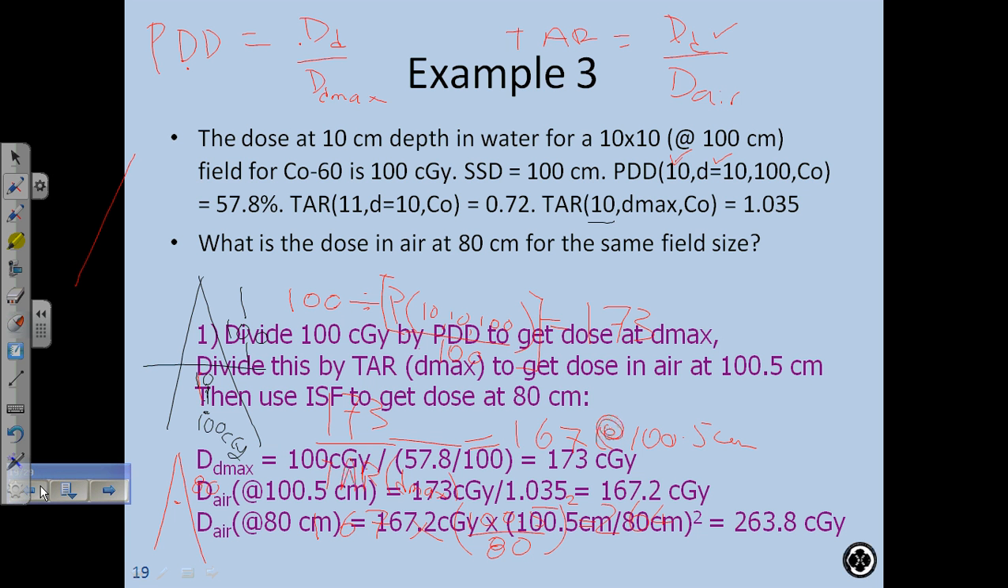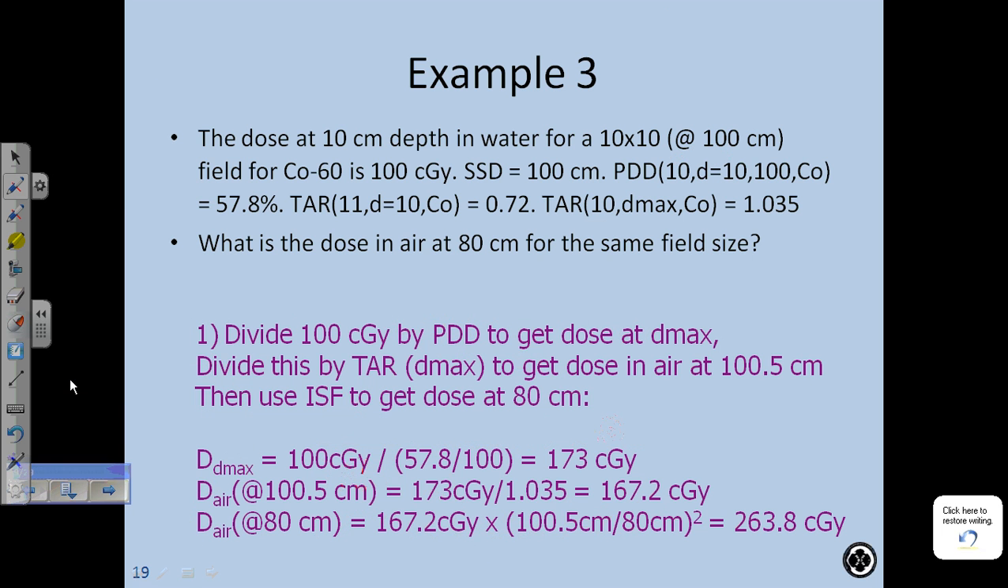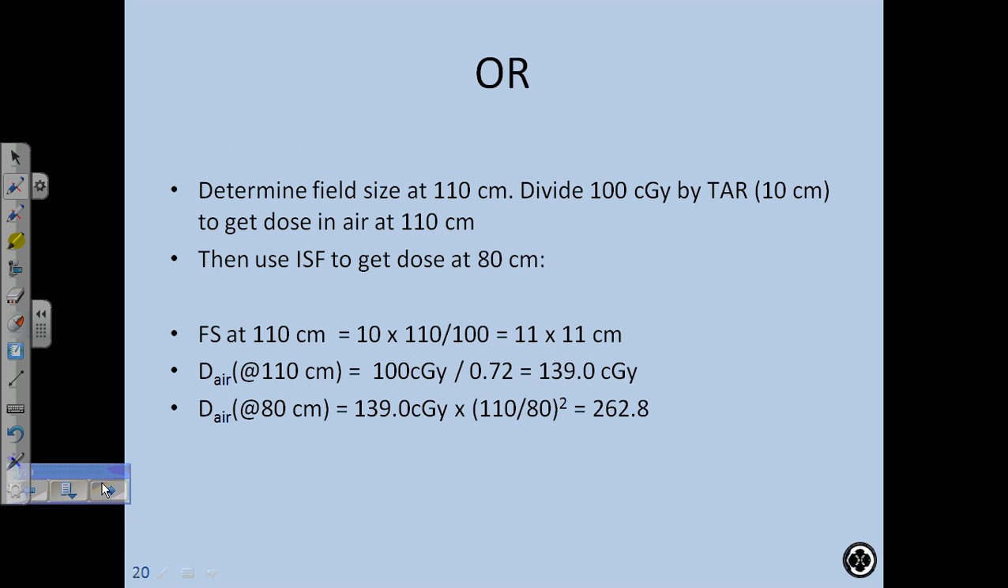Let's clear these drawings. I think this is the answer. Divide this by TAR. 260. Is that what we got? Yeah, we got that number. Okay. Now let's do it the other way. What's this next slide? Determine the field size of 110.